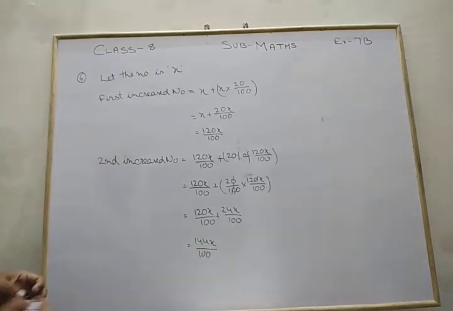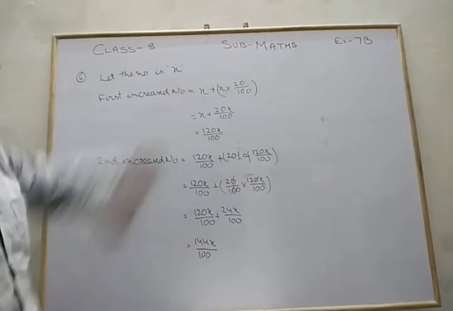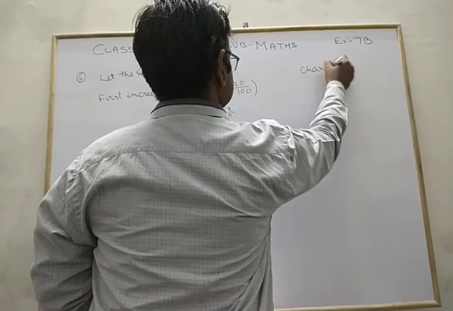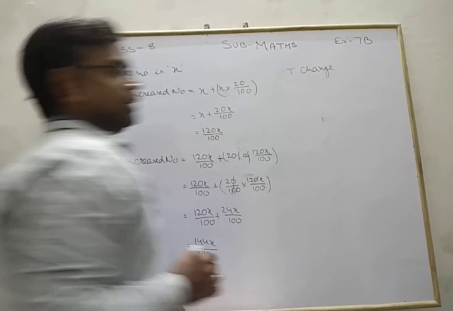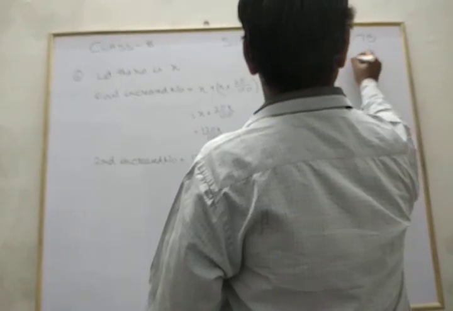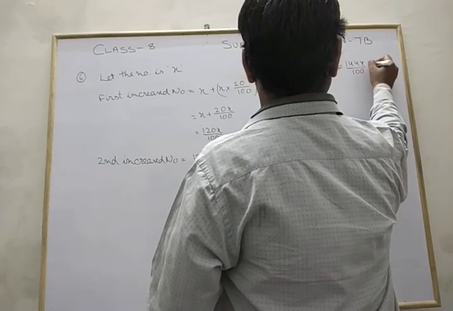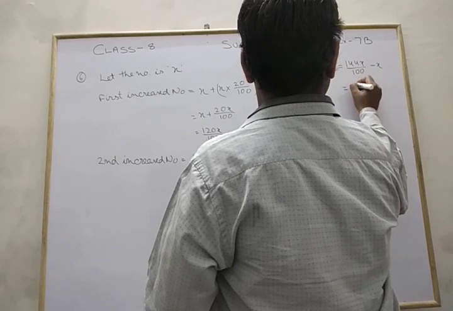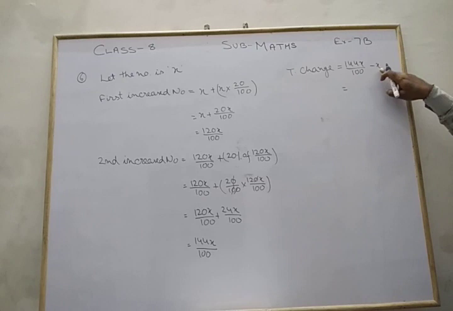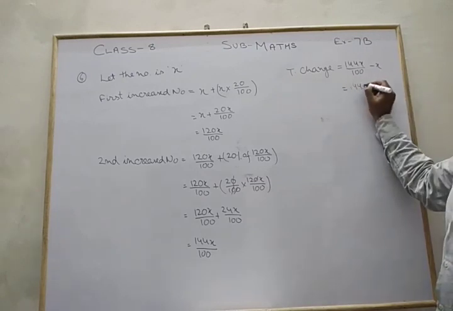So change in number, total change in number, means final number minus original number. Total change equals 144x upon 100 minus x. Again we do 100x, 144 minus 100x. You can easily write down this one by using the LCM method.